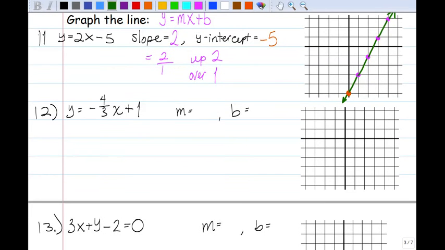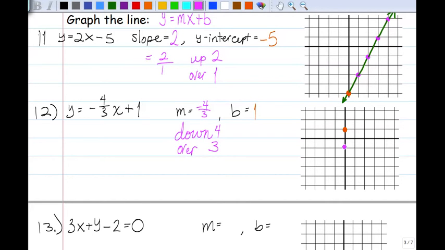Alright, so number 12, the same thing. In this case, the slope would be -4/3, and the y-intercept would be +1. So I'm going to plot my y-intercept at +1, and then since my slope is -4/3, that means I'm going to go down 4 over 3 from the point that I just plotted.